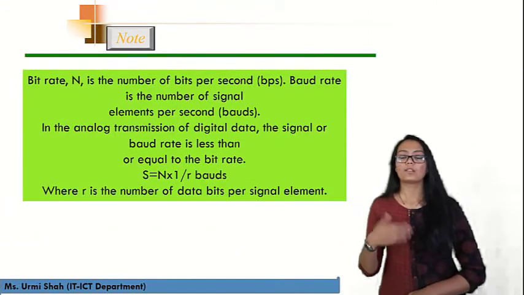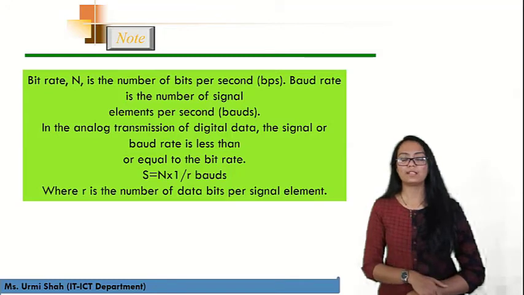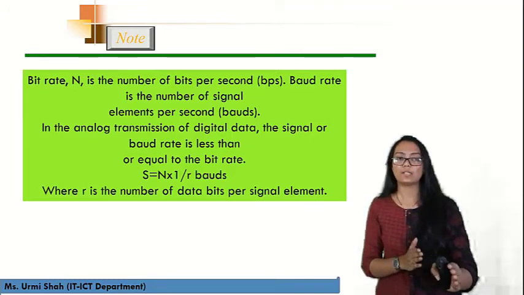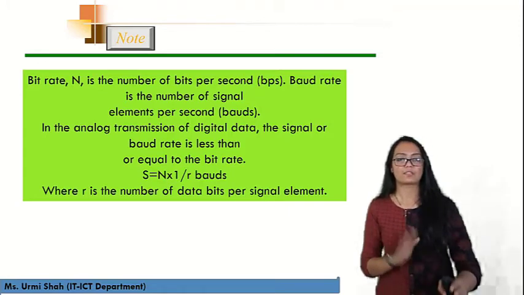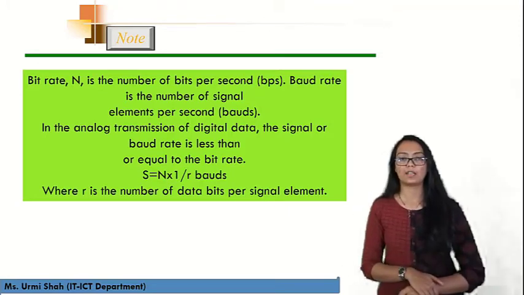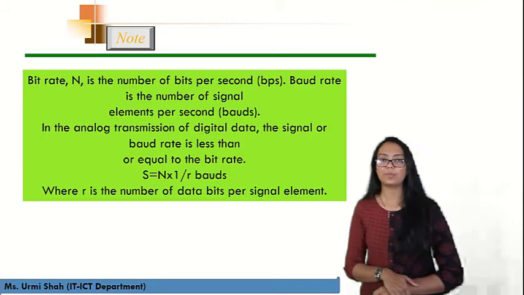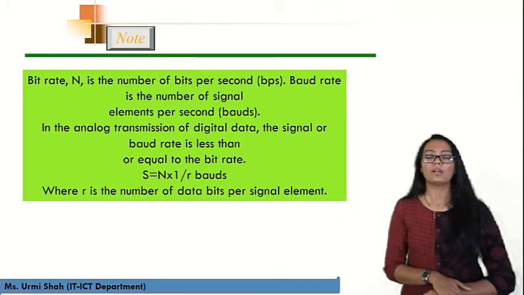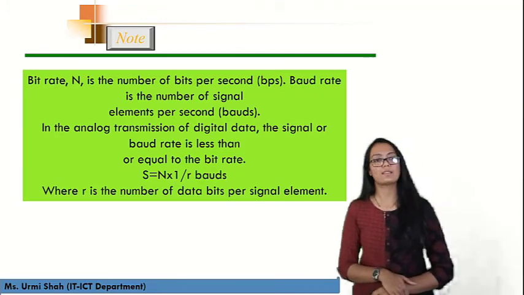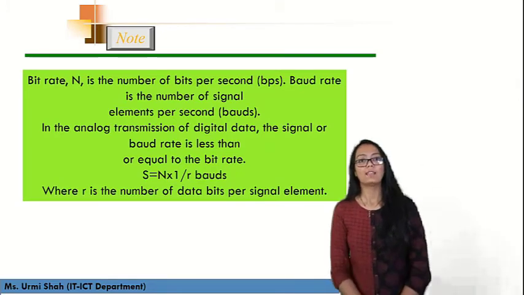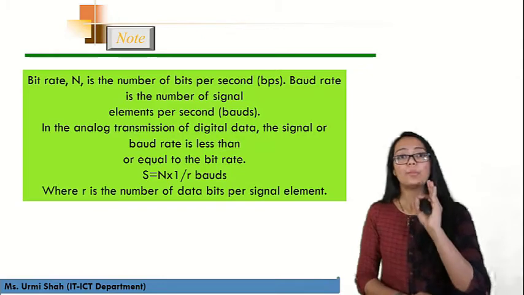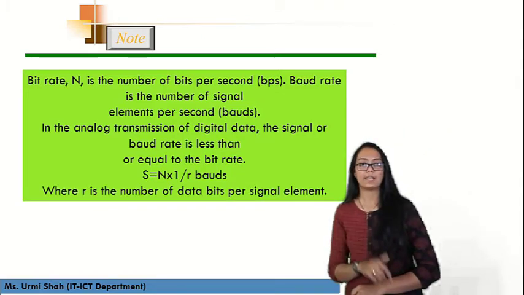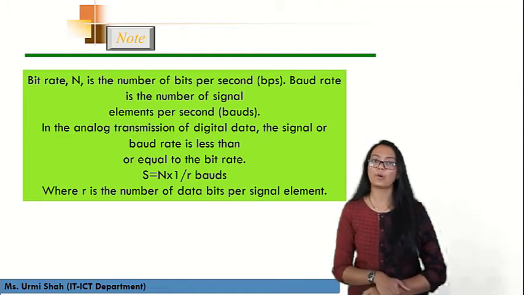Now further, what is bit rate? Bit rate is nothing but the number of bits per second. How many bits per second you can transmit from one end to another end. So bit rate N can be represented as the number of bits per second. The unit for bit rate is bps, that is bits per second. Then baud rate is the number of signal elements which can be sent per second. So for that we have the unit bauds.